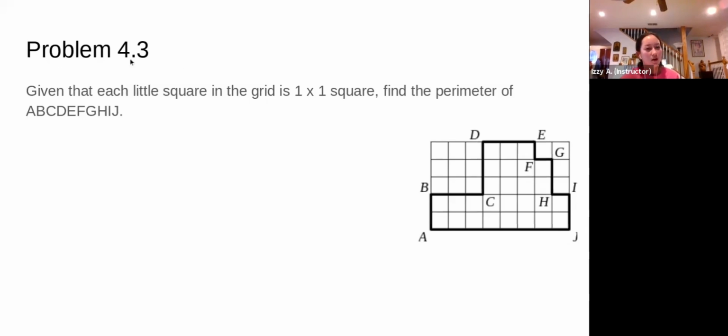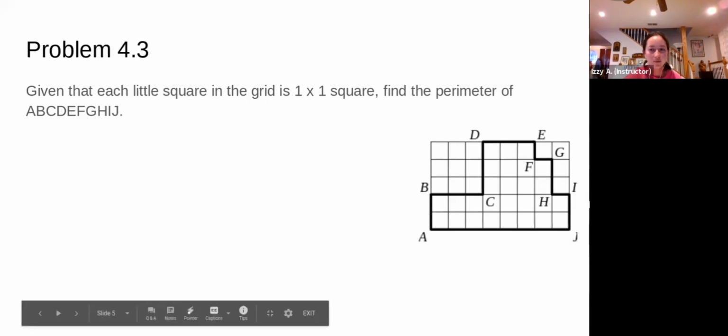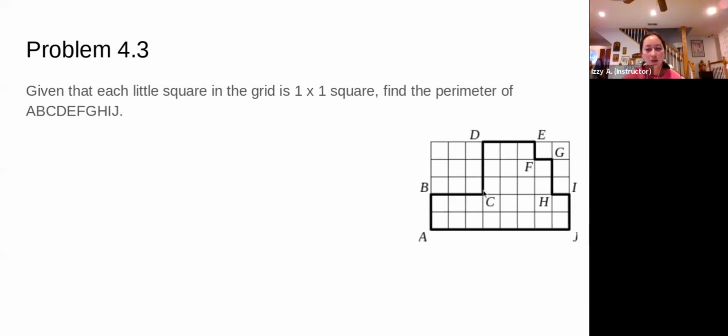But basically, the problem states the following. Given that each little square in the grid is a 1 times 1 square, find the perimeter of ABCDEFGHIJ. So this figure right here. So basically, perimeter is where you would add up all these sides. So that's actually really simple. And you would eventually get, I mean, that would take a longer time. And it's okay. I have the answer somewhere.